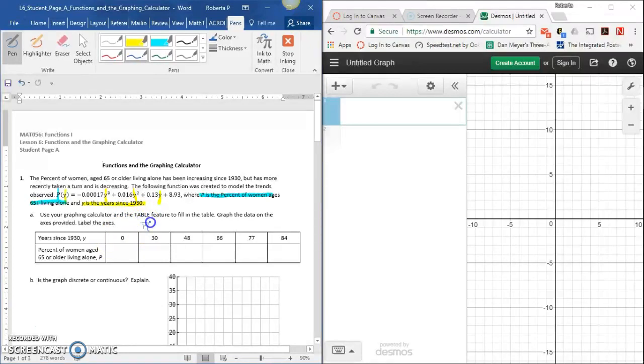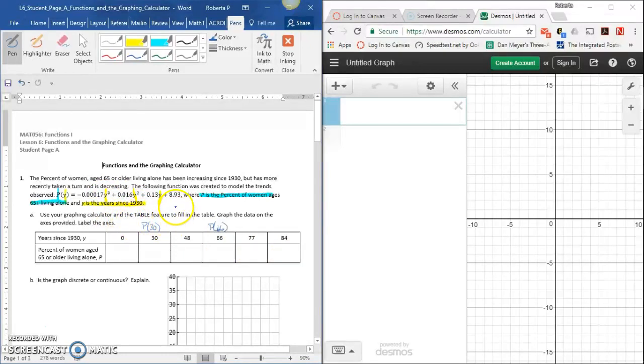So this would be P of 30, P of say 66, and so this is a quick way of generating all the output values given any particular input. So using the table is the same thing as evaluating.